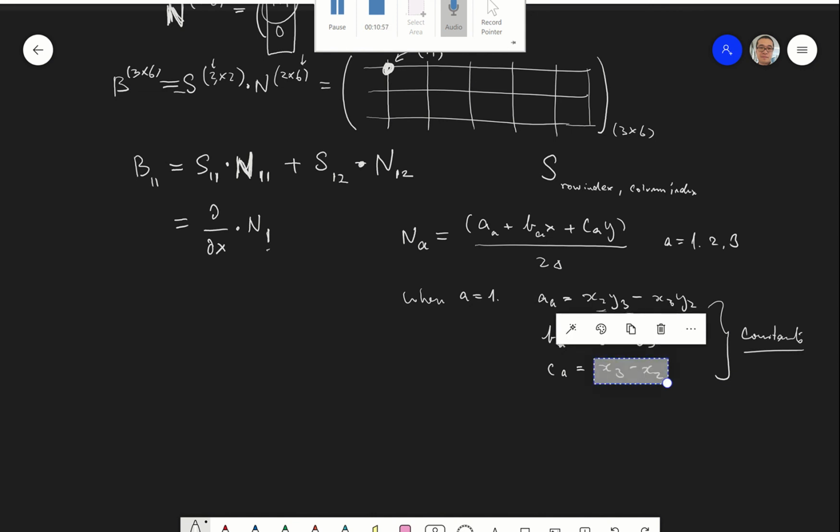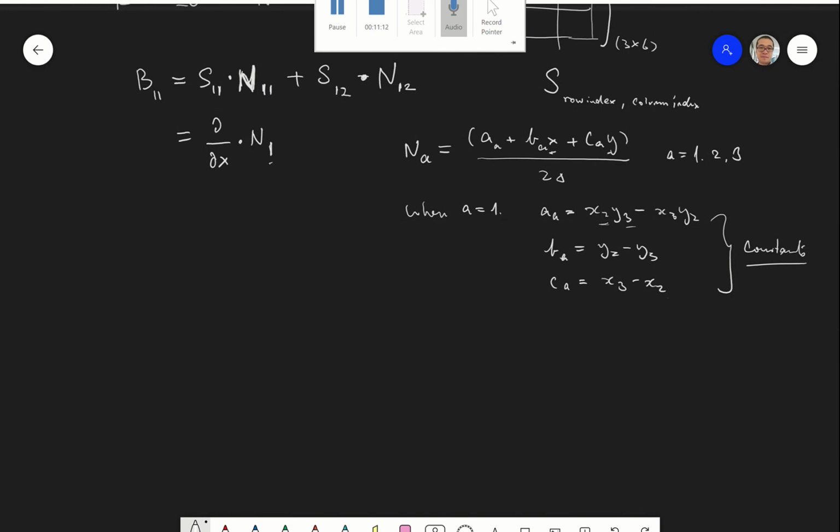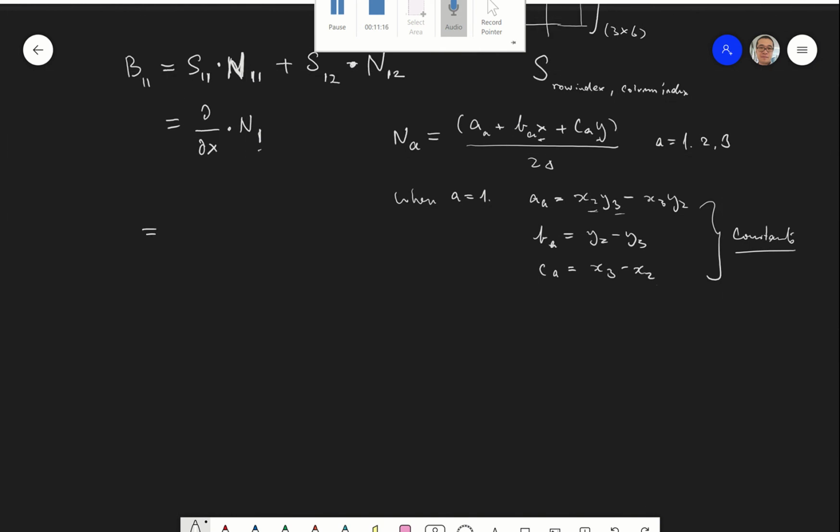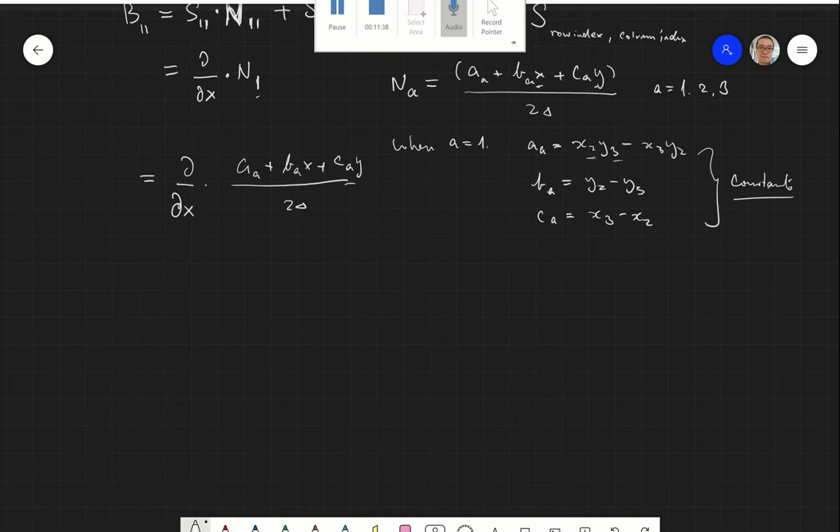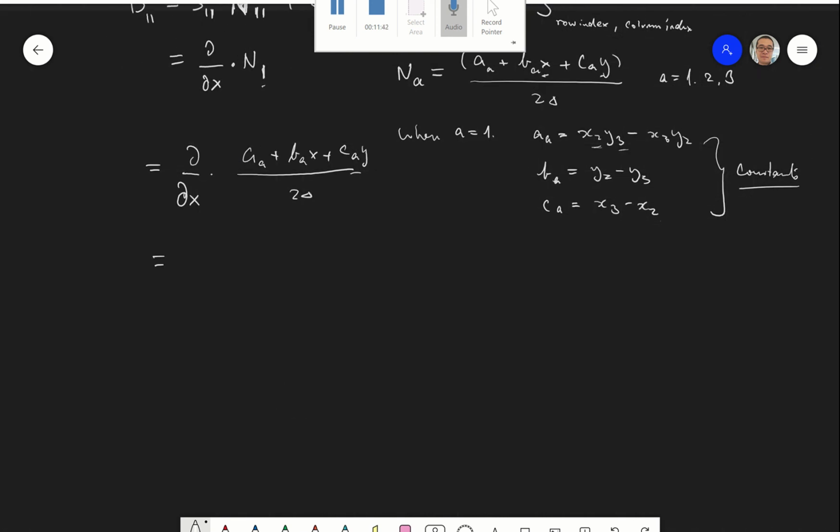As you can see here, this is a shape function that interpolates an arbitrary point between all the nodes. So we have this x here and y here. That means we can actually differentiate this, d by dx of 1 over 2 delta times (a plus b_a x plus c_a y), right? We know how to differentiate a linear function. That basically gives us back the coefficient in front of x, right? So b11 is equal to 1 over 2 delta times b_a.